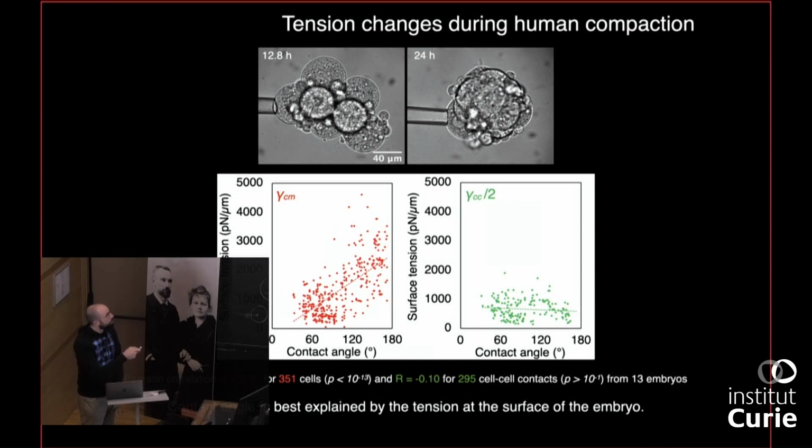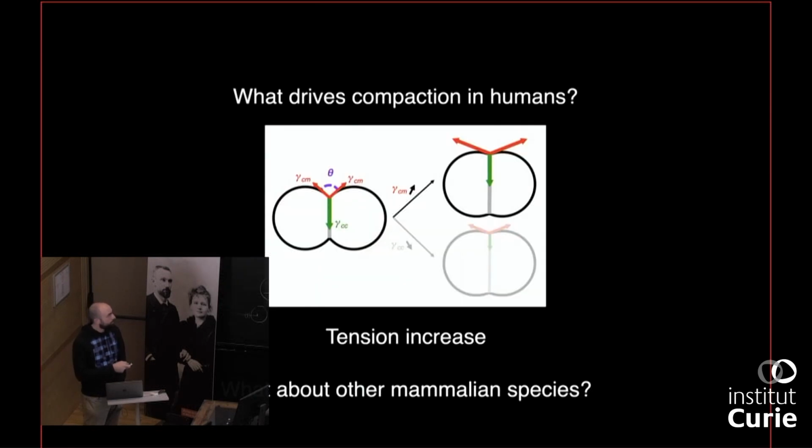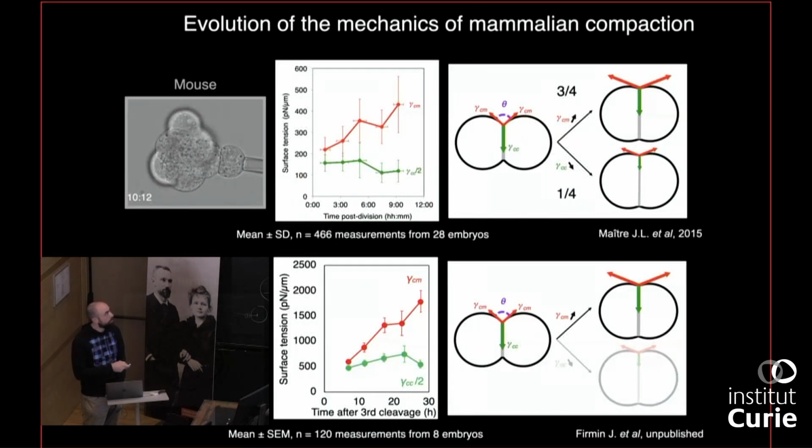And then we have a good correlation between the tension gamma CM and the angle of contact, which suggests that you can nicely predict the shape by the tension at the cell-medium interface. And this is not the case for the tension at cell-cell contact, which remains, again, constant throughout all the different states of compaction. So what seems to be driving compaction is this increase in tension gamma CM at the cell-medium interface. As I mentioned, we also had measured the mouse embryos, and we can now compare those two species.